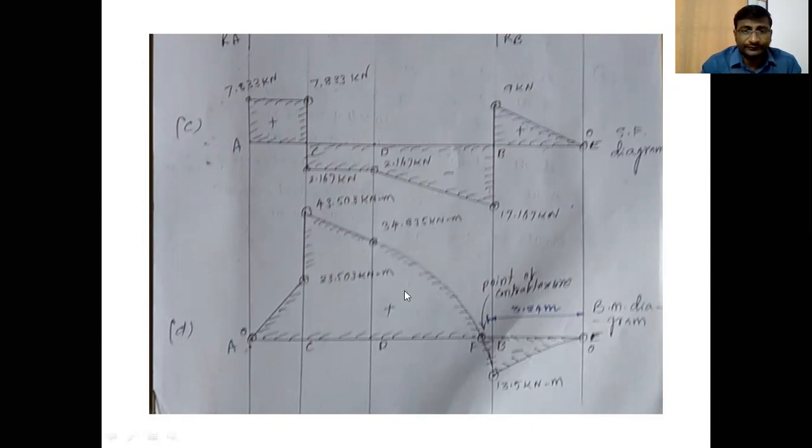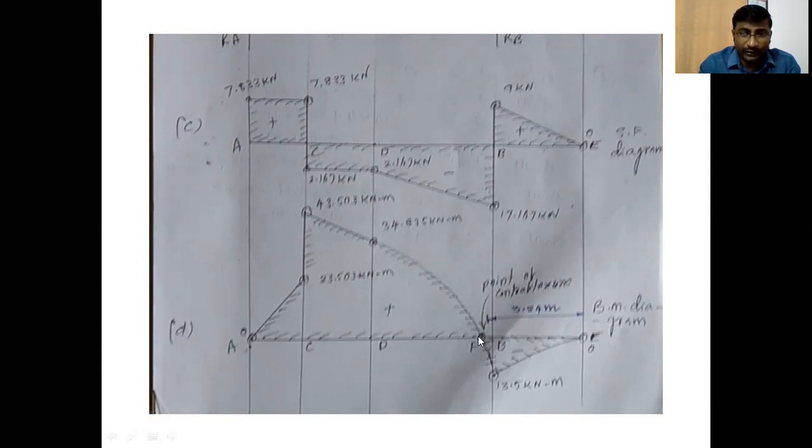Clear, students? The bending moment changes from negative to positive at point F. We get an extra point F where the bending moment value is 0. Wherever the bending moment value is 0, that point is called the point of contraflexure. As I explained earlier, the point of contraflexure is where the bending moment changes sign from positive to negative or negative to positive, or is 0.